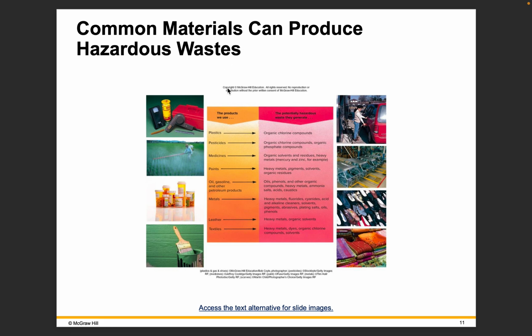So common materials can produce hazardous waste. The products we use, like plastic. Well, plastic can potentially generate organic chlorine compounds. That's hazardous waste. Pesticides can also break down into organic chlorine compounds or phosphate compounds. Medicines can break down into organic solvents and residues. Paints contain heavy metals, pigments, solvents, and organic residues. So you see there's a pattern here. You should be familiar with how some of these common items can become very problematic.